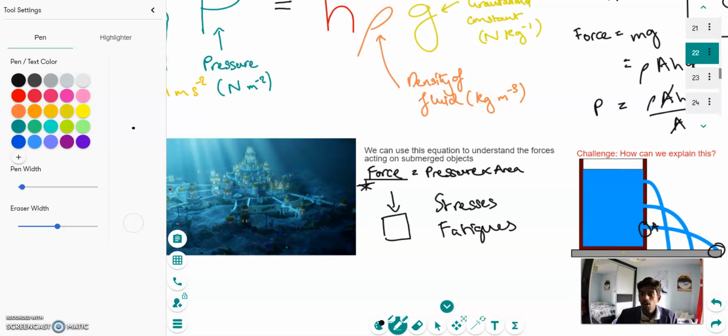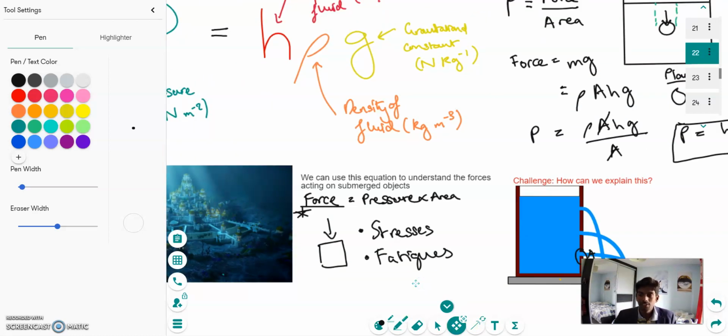After that, we can use stress equations and fatigue equations that you'll learn later on in your physics career if you want to. And from there, we can identify roughly how long these buildings can last under the pressure, and what we need to do to reinforce these buildings if we were going to construct a new Atlantis. So yes, definitely very interesting examples of where we can use these equations.